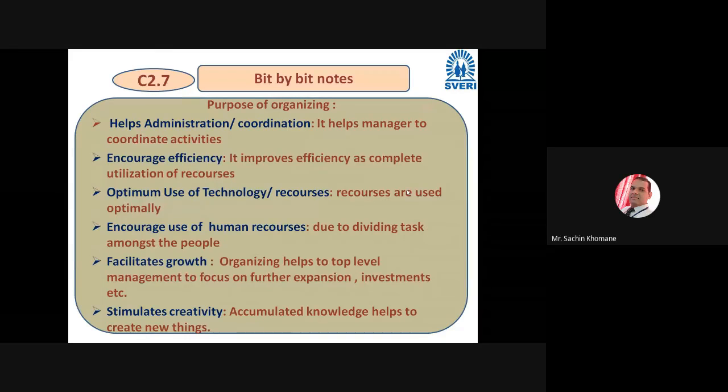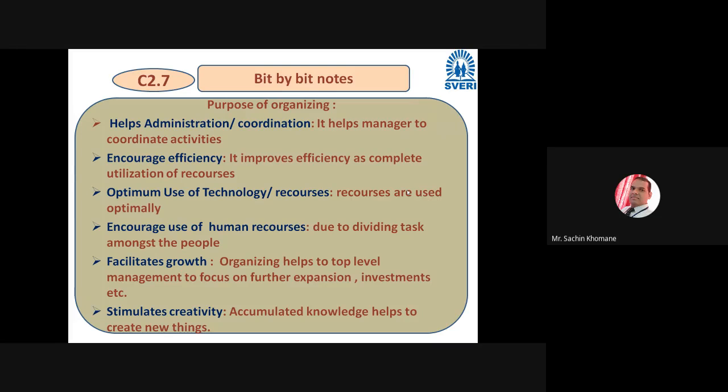Very simple. It improves efficiency as complete utilization of resources. Simple answer. In organizing, as you know, we are grouping the tasks, we are allocating the duties, we are allocating resources, and utilization of those particular resources happens very nicely, very effectively. And obviously, if you are using man, machine, manpower, everything very efficiently, then definitely your efficiency will get improved. Getting? So this is the reason.